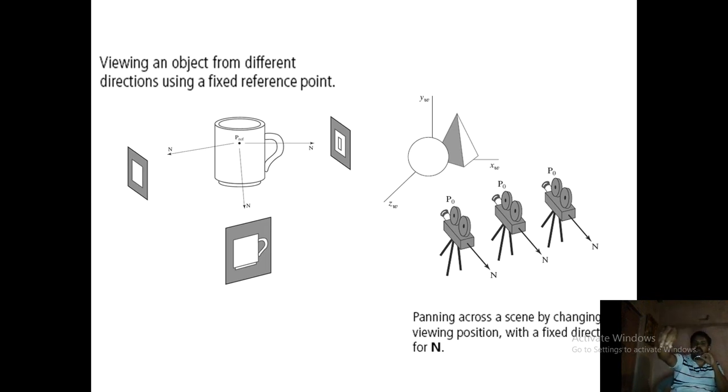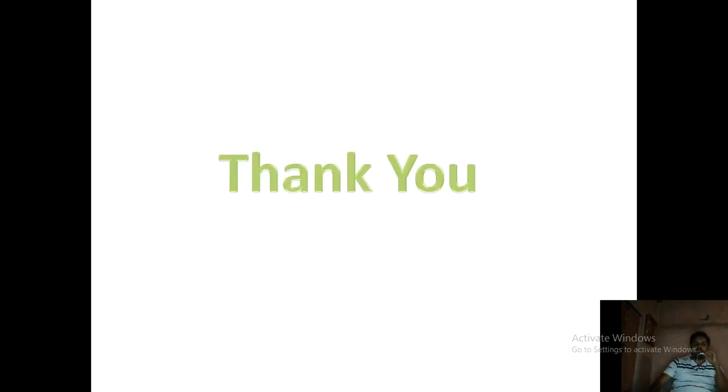You are panning across a scene by changing the view position. First time you have viewed from this side, next time you go there, so the view position is changing. In the first case you are changing the surface normal. In the second case, you are moving the camera, so only the viewing position is changing, right? You are moving around the object. This is the 3D effect. This is regarding 3D viewing, right?